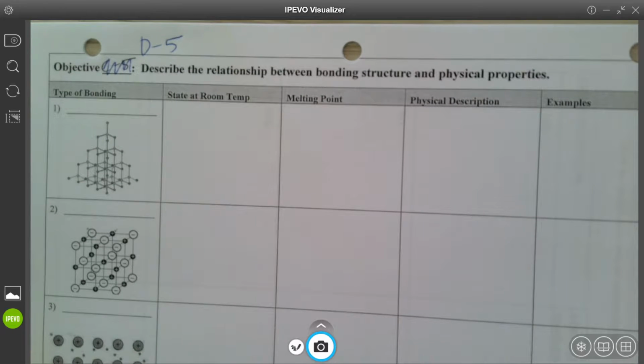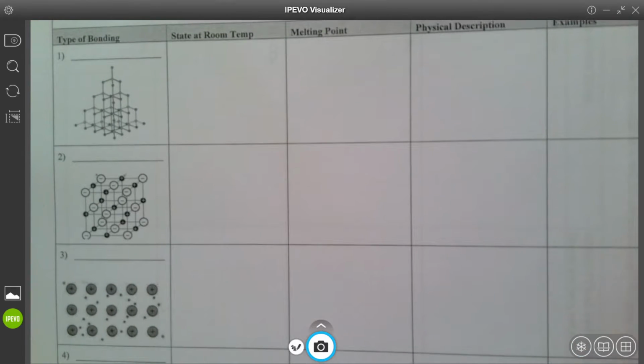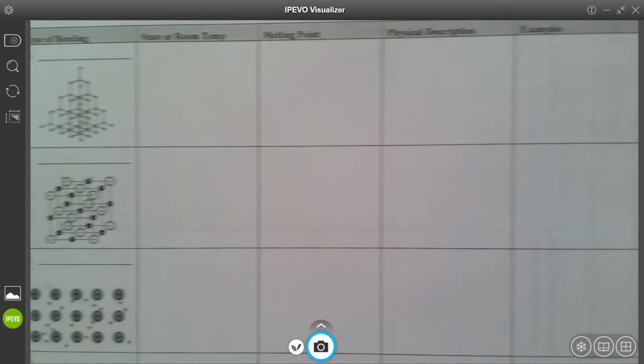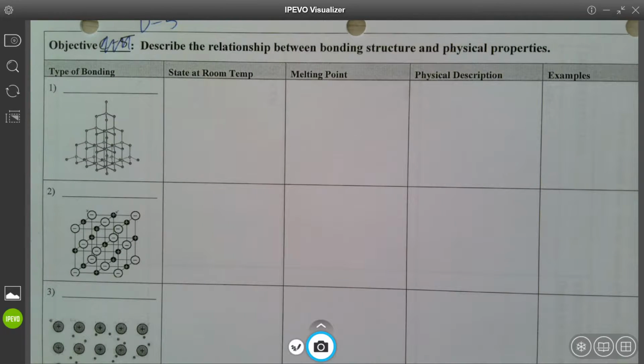So for one of these, write ionic. For one of them, write network covalent. For one of them, write molecular covalent. And for one of them, write metallic. And look back at D4. There's some drawings in D4 that'll help you.